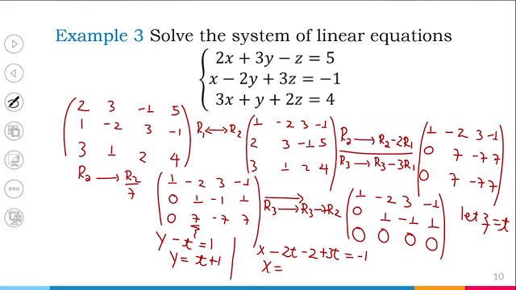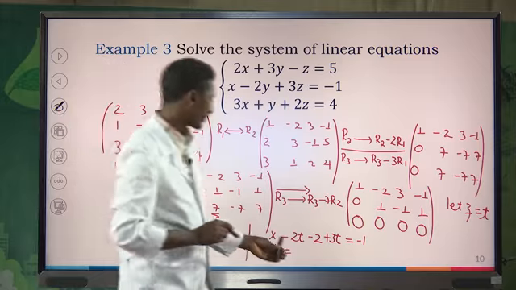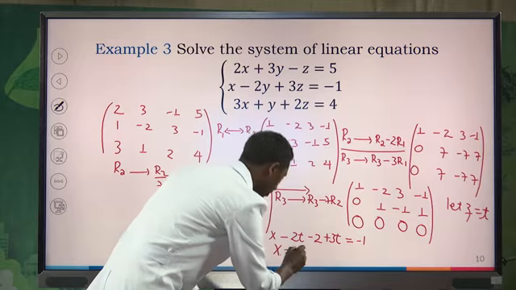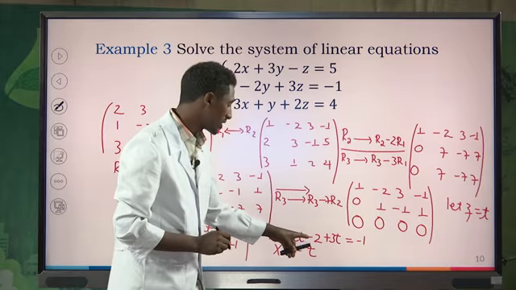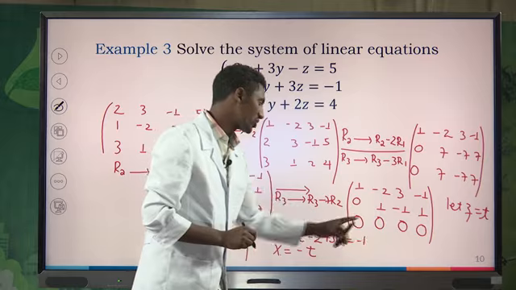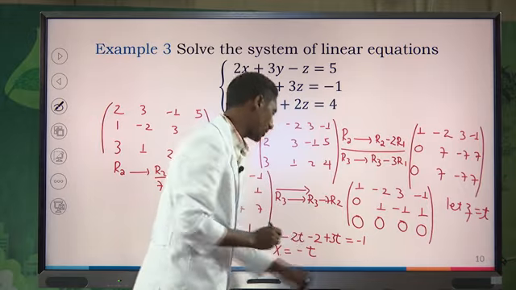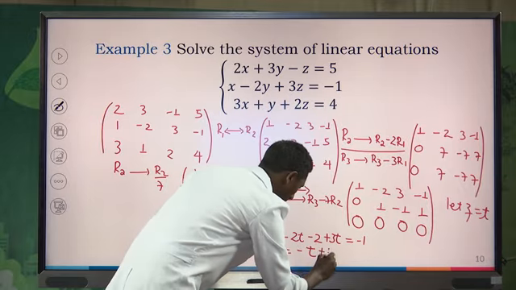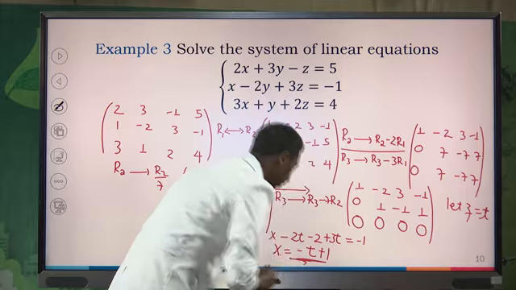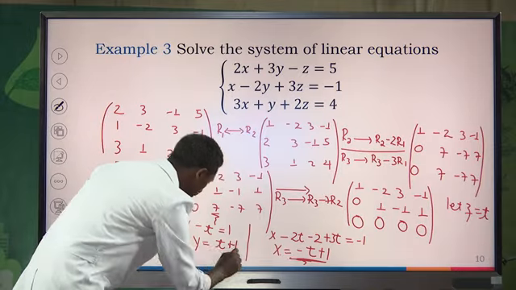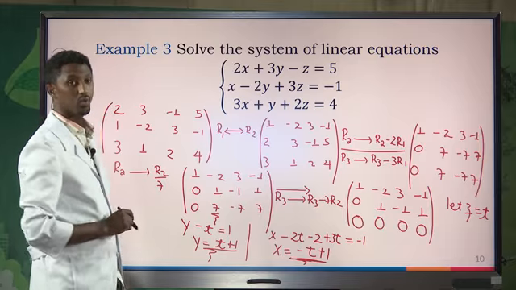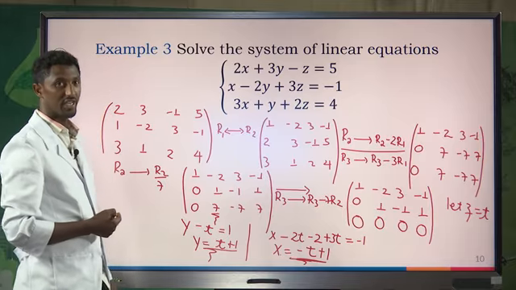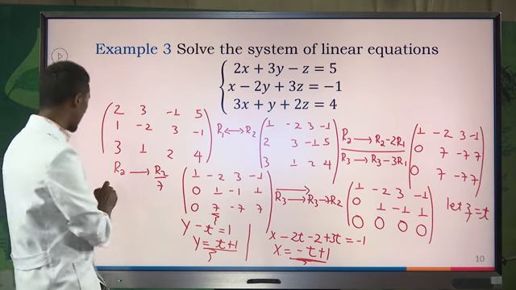So let's solve x in terms of t now. Good. When we take t to the right-hand side, it will be minus t. And we have here minus 2, so minus 2, then plus 2. That's minus 1 plus 2, which is plus 1. Now we have the value of x, the value of y, and z in terms of t.